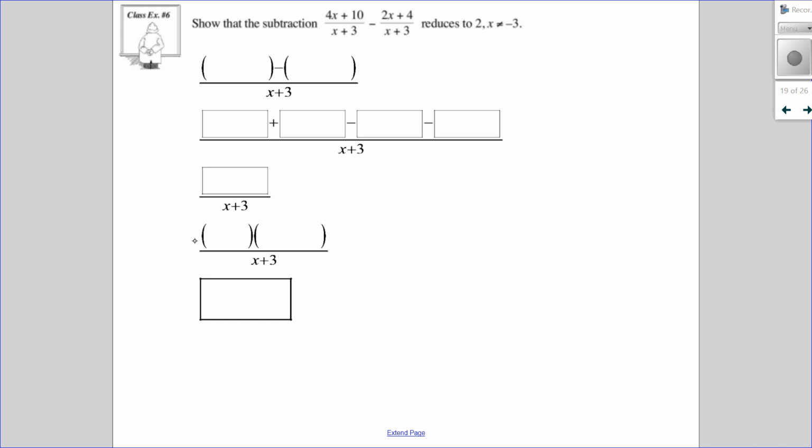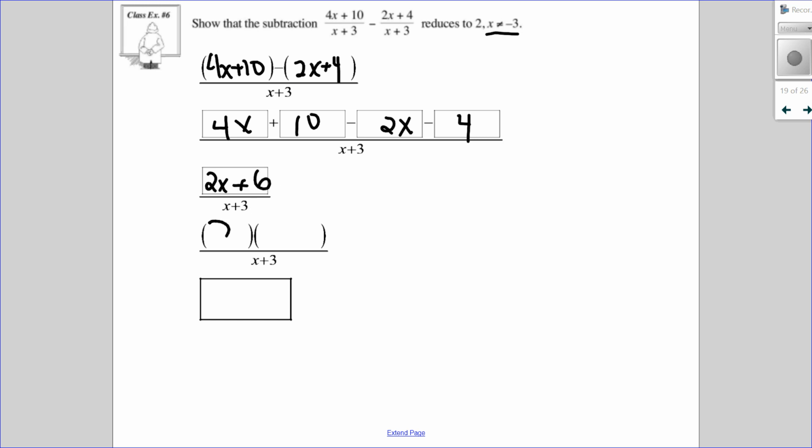Okay, let's try this one here. So they both have a denominator of x plus 3. Restriction, x can't be negative 3. I'm subtracting, so I'm going to use brackets so that I remember to subtract my entire numerator. So this will be 4x plus 10 minus 2x minus 4. So 4x take away 2x is 2x. 10 take away 4 is 6.